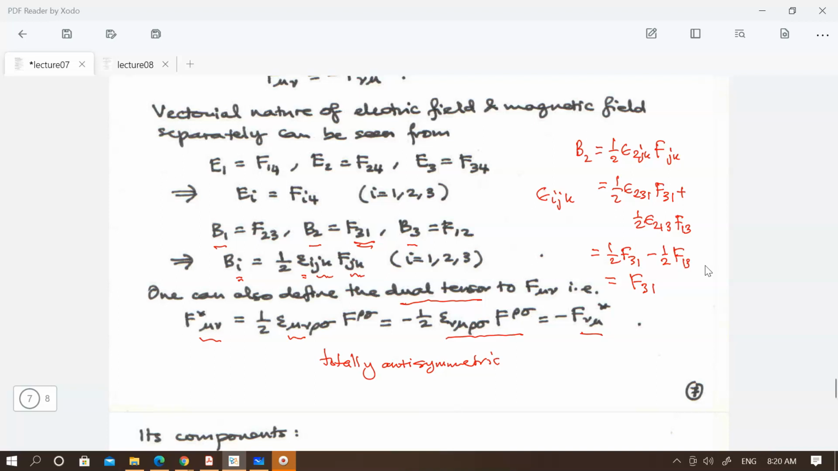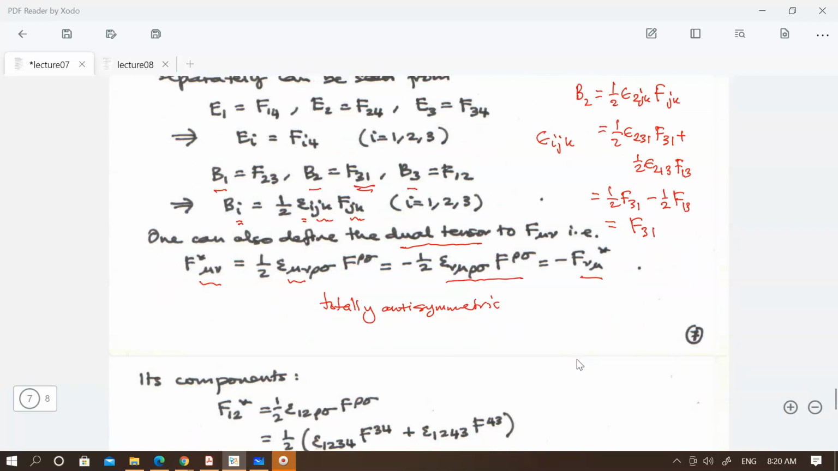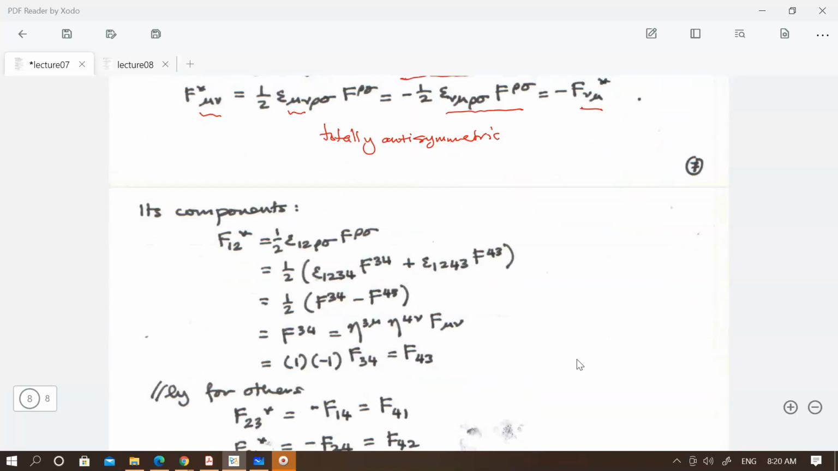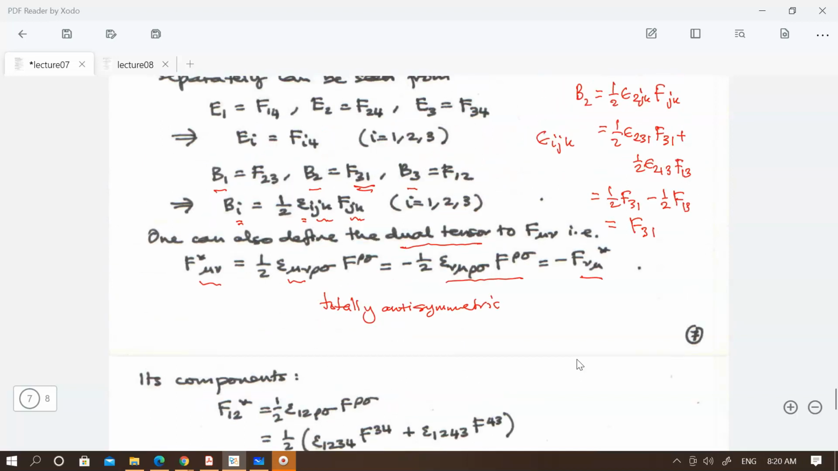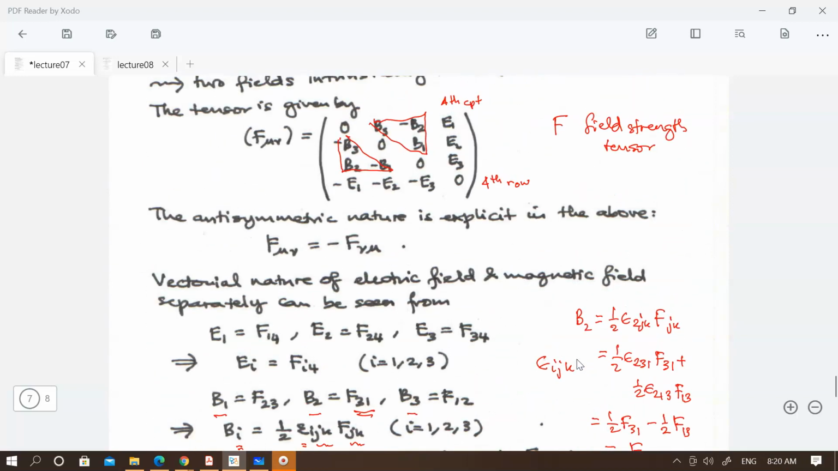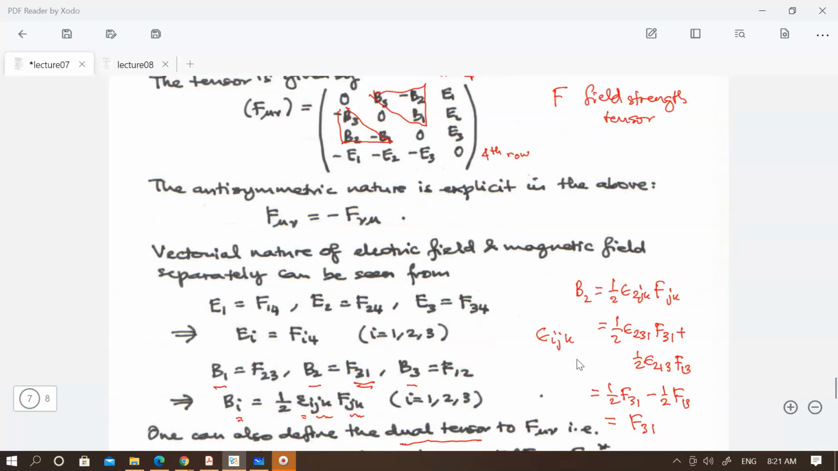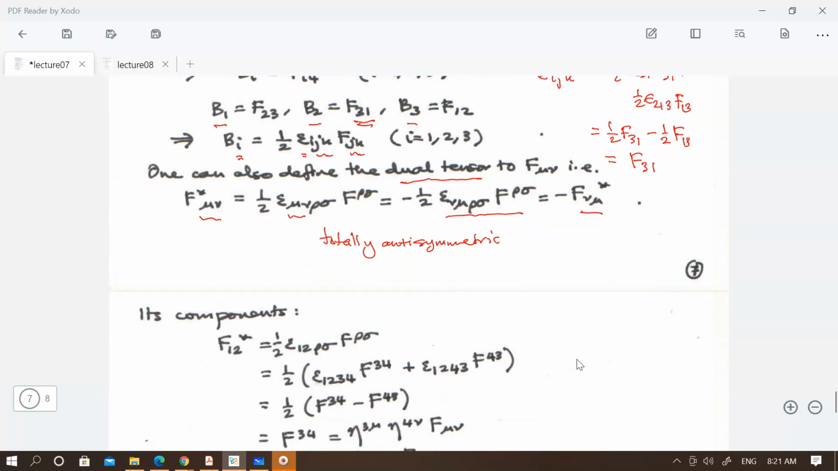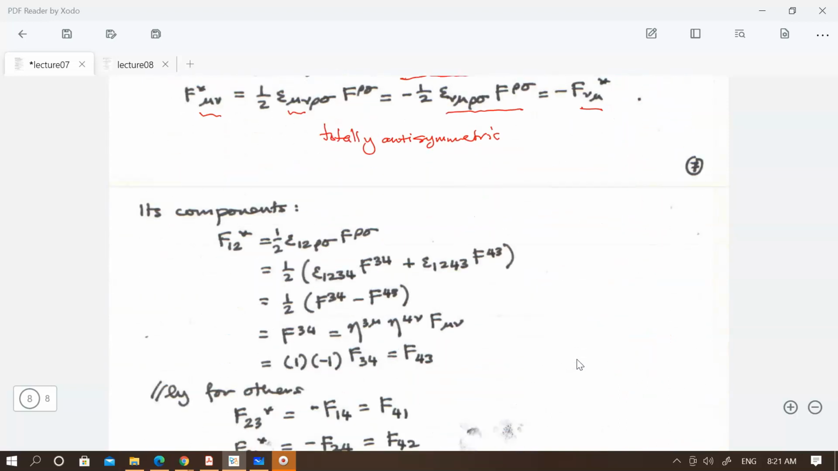Now with a little bit of work, you can actually show that this, in terms of components, is related to the earlier components of your field strength tensor. Let's just work one of them, and you can try the rest.